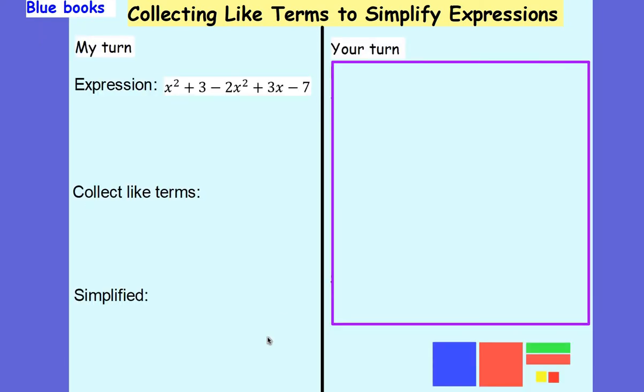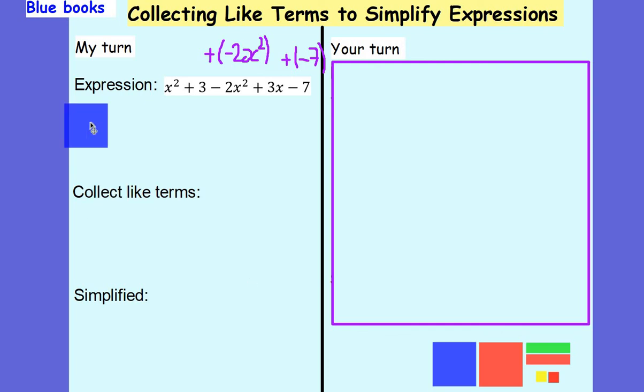Okay, Year 7, the hardest type of example we're going to go through now. I'll go through one, then there's one for you to do. I've got x squared plus 3, take away 2x squared, plus 3x, take away 7. Now again, I know that subtracting 2x squared is the same as adding on negative 2x squared, and subtracting 7 is exactly the same as adding on negative 7. And I'm going to use that now.